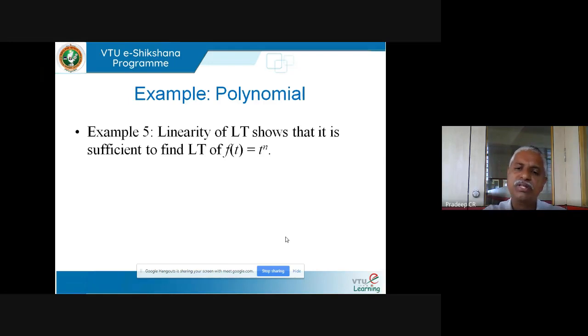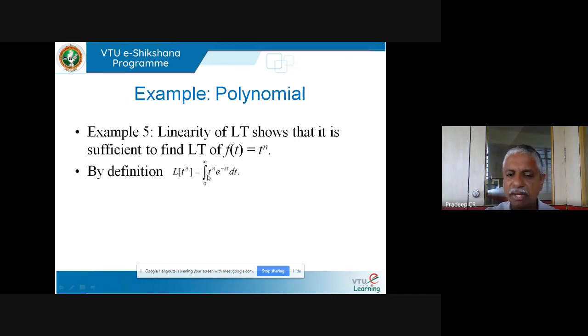Then I pull out the constant. So any polynomial can be found if I know Laplace of a monomial t power n. Just this one is required. We use the linearity property and we can find Laplace of any other polynomial. So how to find Laplace of t power n? Don't worry, it's not in your syllabus, but it's very simple.